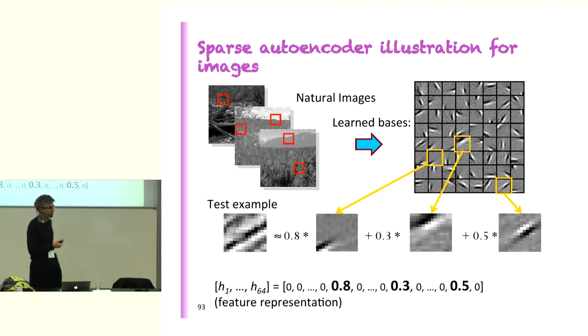So this is essentially what sparse coding does. It looks for sparse representations and looks for how to learn the weights that map those sparse representations to the input space with the smallest squared error.